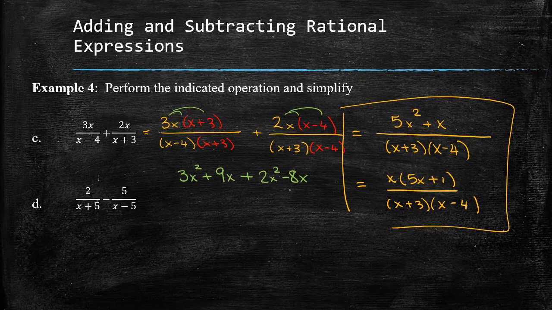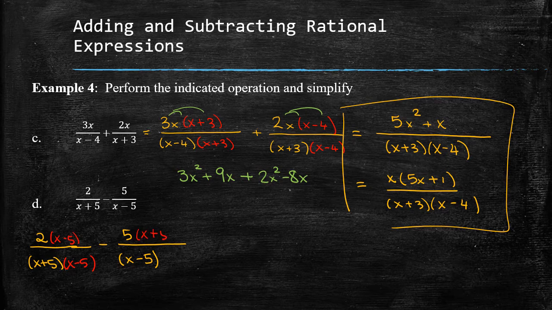Okay, good. Part D, we're going to start off the same way. So let me just kind of rewrite the question, but I'm leaving extra space here because I know I need to write in some factors in the numerator and the denominator. Okay, x plus 5 and x minus 5 are my two denominators. So the first fraction is missing the x minus 5, so I write that in top and bottom. The second fraction is missing the x plus 5, so again, write that in top and bottom. My denominator is x minus 5, x plus 5.